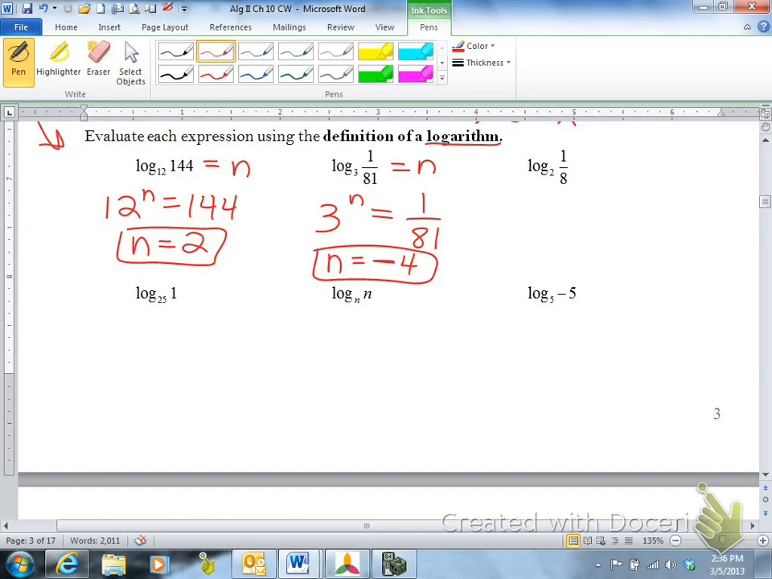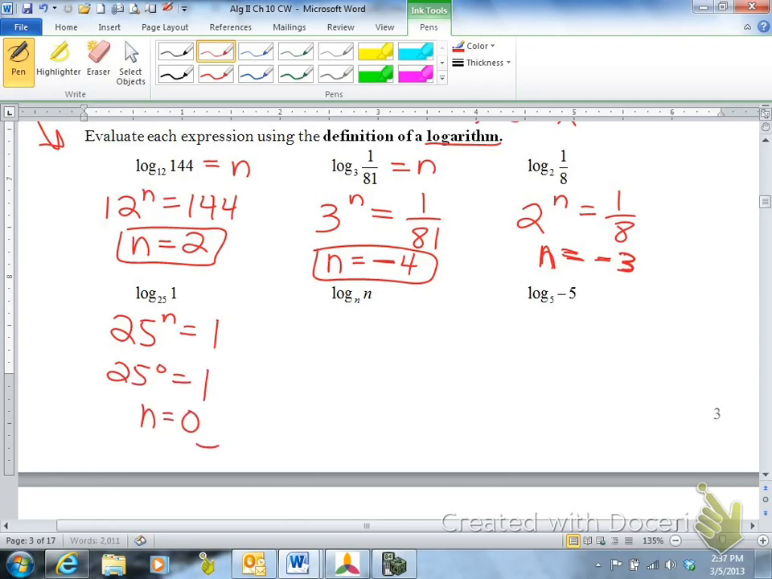And why don't you pause this video and try the next 2 or 3. So this answer we have n equals -3, and there's the work shown. On the next one, what would you write? So this one we'd have 25 to what equals 1. And to get a 1, it must be 25 to the 0 equals 1. So n equals 0.